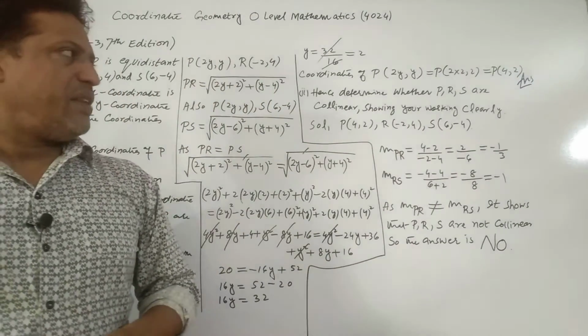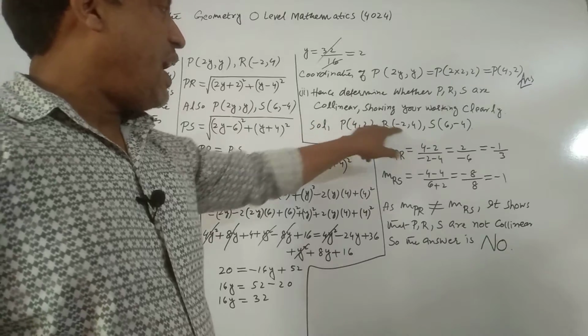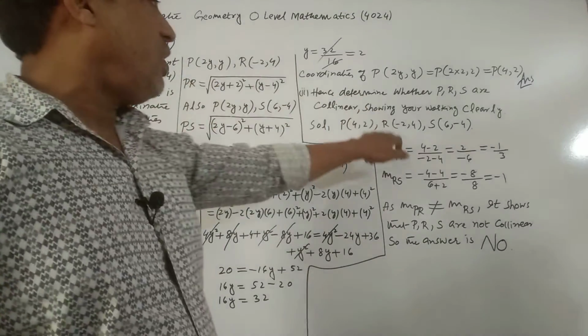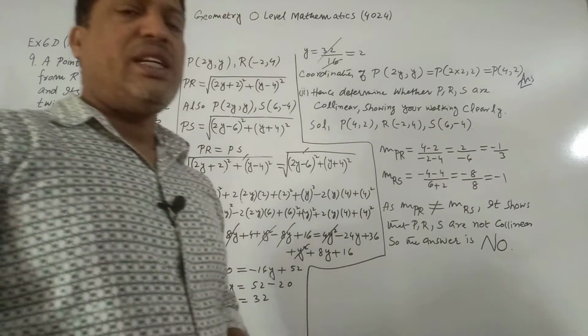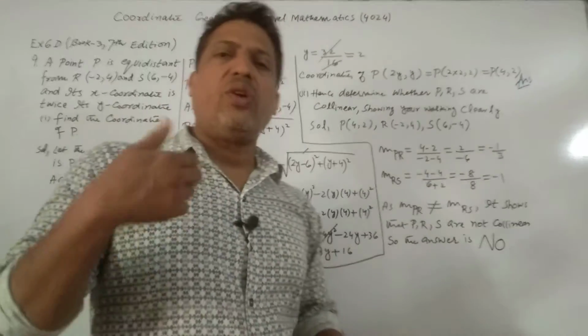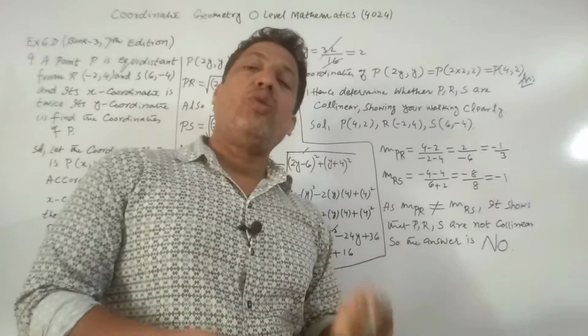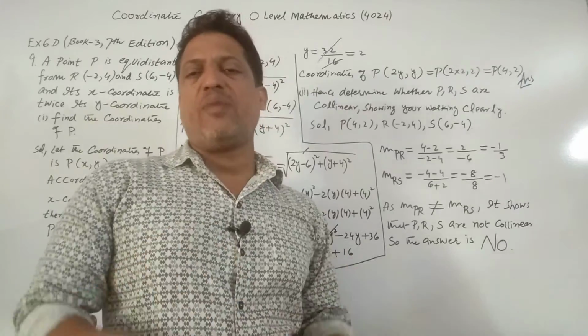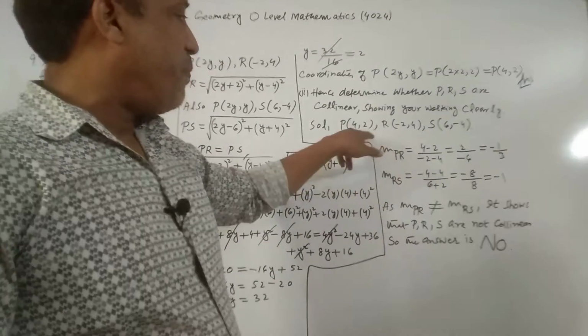This is very easy. P is (4, 2), which we found in part 1. R is given as (-2, 4). S is given as (6, -4). Students, we know that if two or more points are collinear, then the gradient between the points should be the same. So first we have to find the gradient of PR.